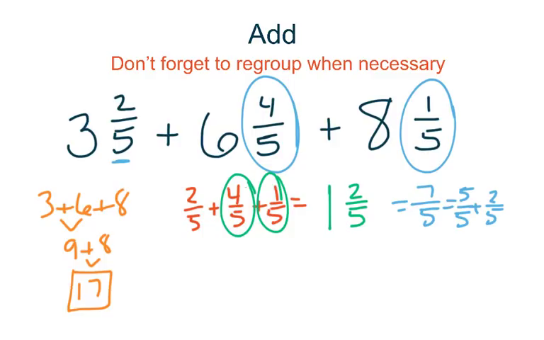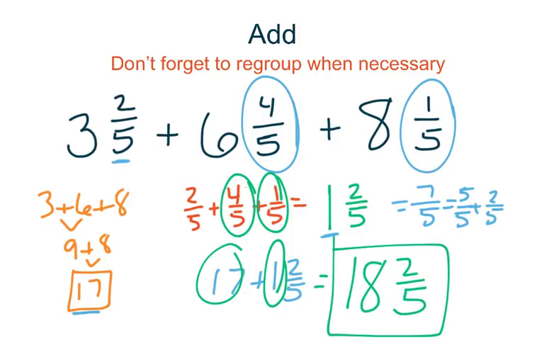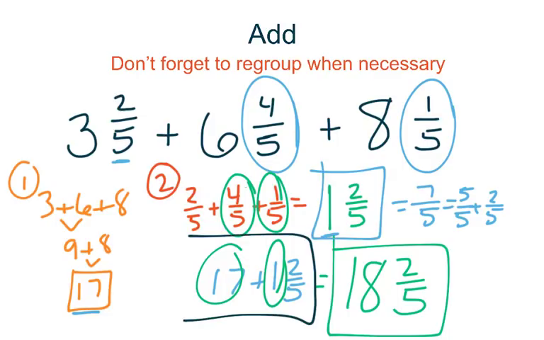My last step is to go ahead and add my mixed number and my whole number together. So 17 plus 1 and 2/5 means that I have to add my 1 and I have to add my 17. And when I do that, I'm left with 18 and 2/5 as my final sum. So again, our steps are add our whole numbers, add our fractions, turn them into a mixed number, and then the final step is to add them both together so that we get our final sum.